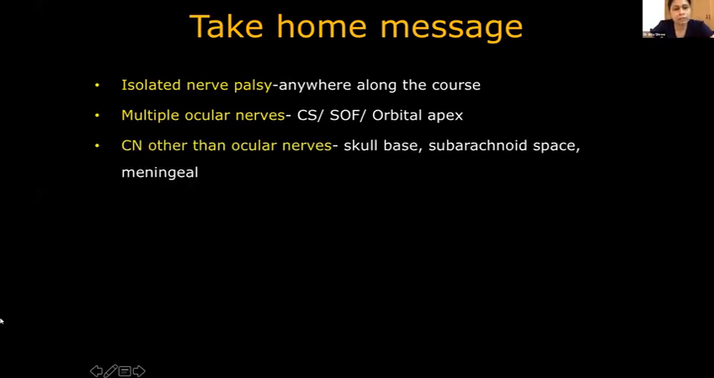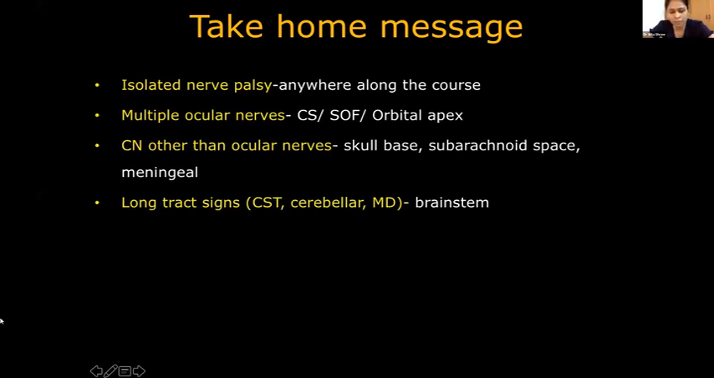If there is involvement of another cranial nerve along with the oculomotor nerves, like sixth with seventh involvement or sixth with 12th involvement, the lesion has to be at the skull base or subarachnoid space where all the nerves can get damaged because of sharing of the same space, or in a diffuse meningeal process which is affecting all the nerves. If there are long tract signs in the form of exaggerated reflexes, hemiparesis, cerebellar involvement, or movement disorder, the lesion is more likely to be in the brainstem.